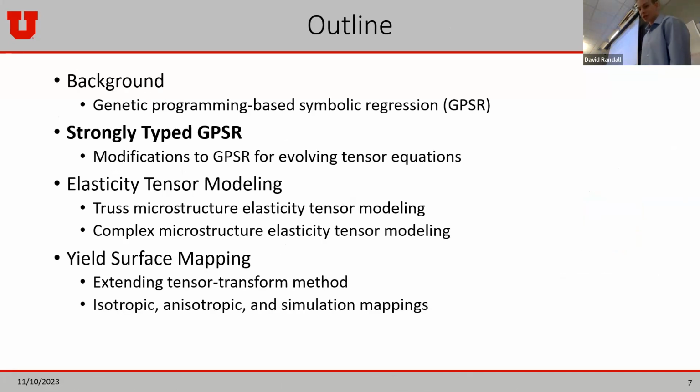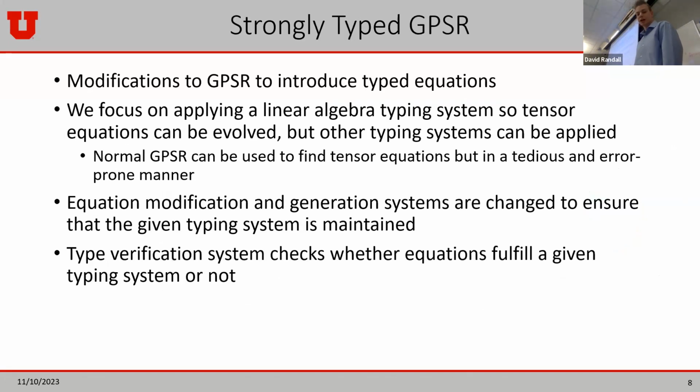So that covers the basic concepts that we need to be able to understand the modifications we make. So we modify GPSR to be able to evolve strongly typed equations. And this just means that the equations follow a particular typing system. In this case, I'll be talking about what I'll term as the linear algebra typing system, which just means that the equations produced by strongly typed GPSR are a system of equations, or can be thought of as tensor expressions.